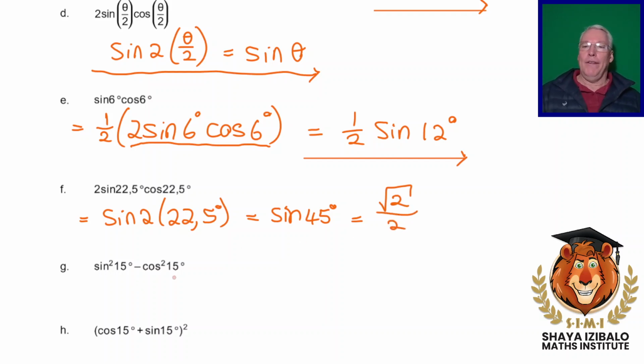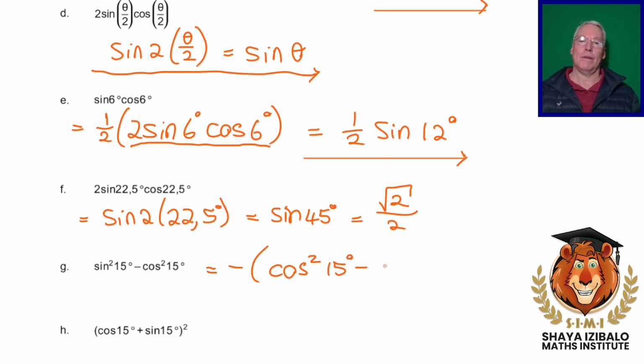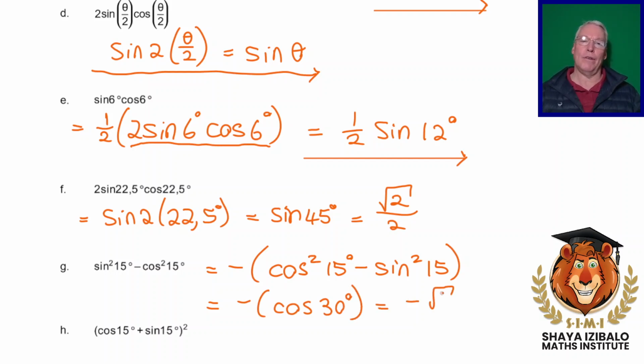Okay, sine squared 15 minus cos squared 15. Now that's familiar, but it's not quite the right way around. That's actually the negative of cos squared 15 minus sine squared 15. Okay, and that is cos squared minus sine squared is our double angle formula for cos. So that's actually the negative of cos of 2 lots of 15. It's the negative cos of 30 degrees, and cos of 30 degrees is root 3 over 2. Okay, we could check that answer right from the beginning with our calculator. In other words, we could work out all of that on a calculator and we'd get exactly that.